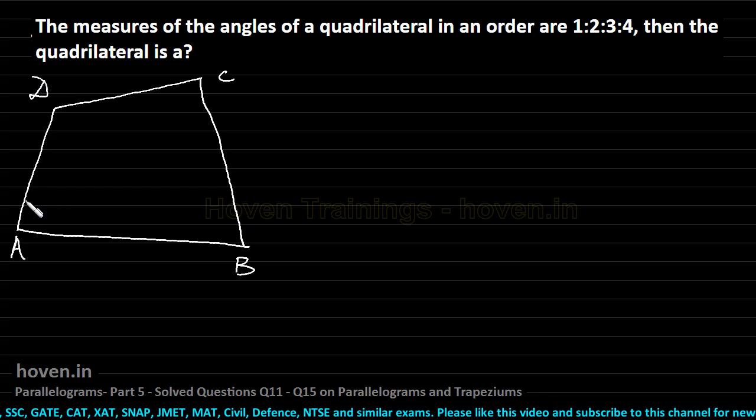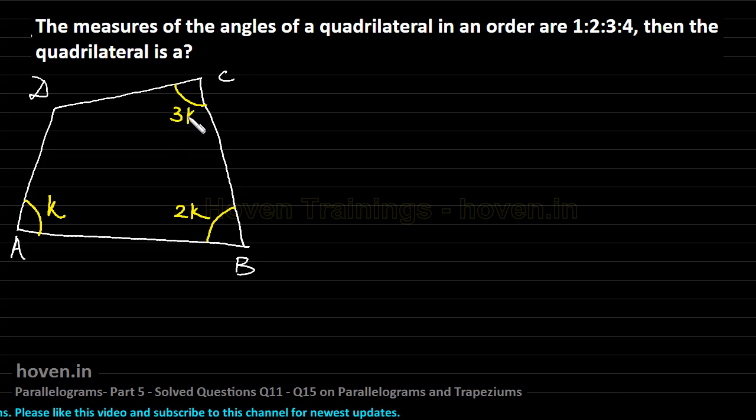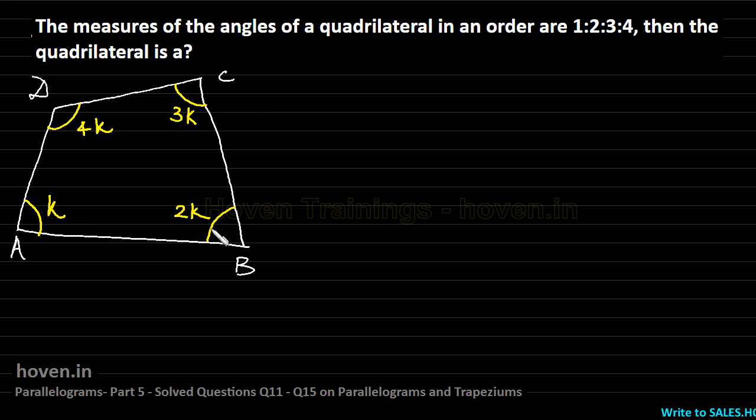The angle A has been given to us as, let us say, some K. Angle B has been given to us as 2K. Angle C has been given to us as 3K. And angle D is 4K in the same order. That is, from one point to another you will have 2, then 3, then 4. Or you could have gone this way also, K, 2K, 3K and 4K. Either way, it will be okay.